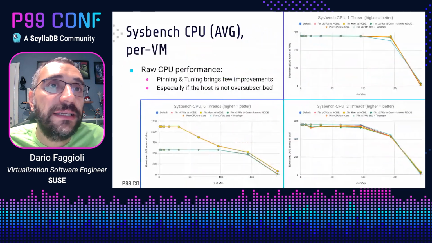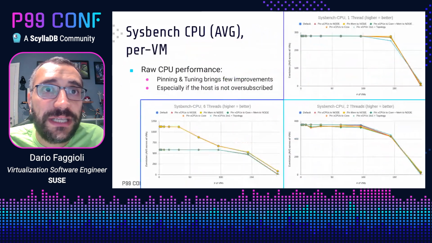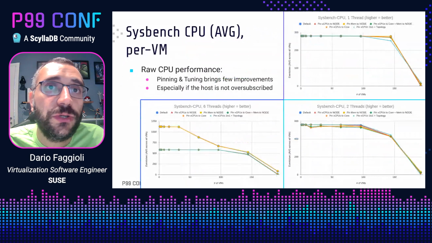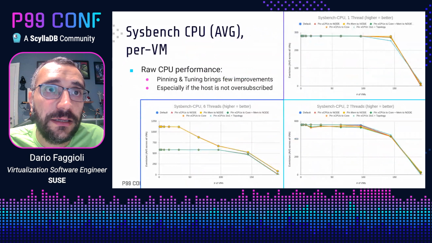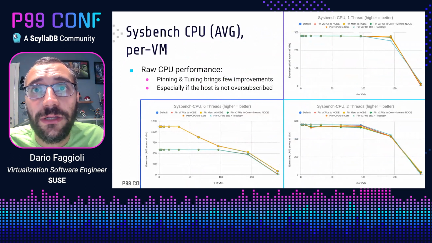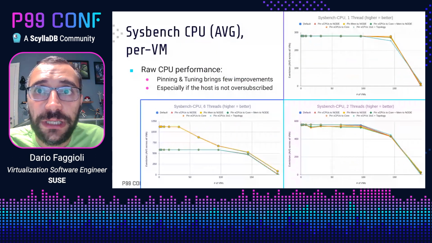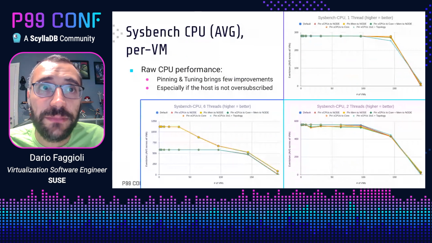And yeah, here in this slide you see basically a subset of the same results, only shown differently. So these graphs here, in each one of them, we have fixed the number of threads used by the benchmark inside of the VMs, and we look at what happens when we increase the number of VMs.